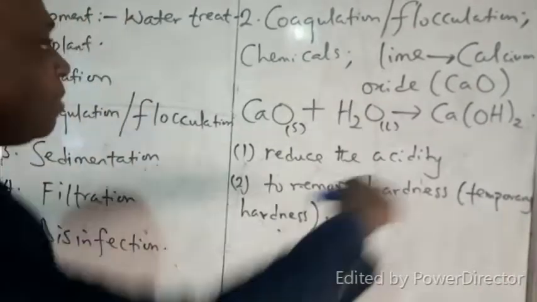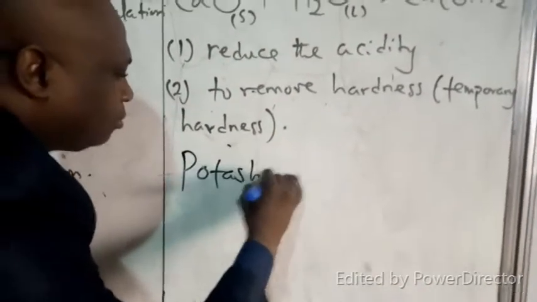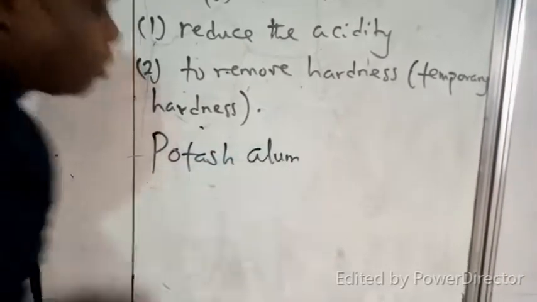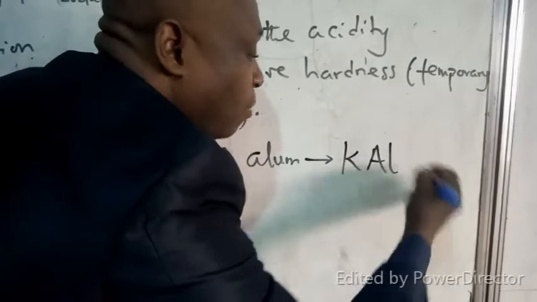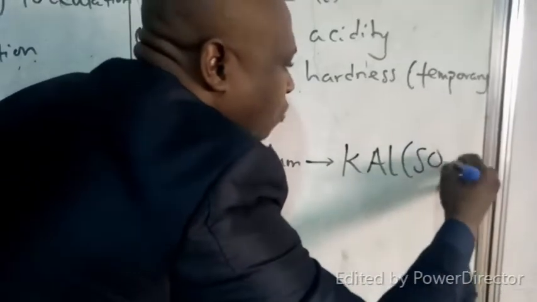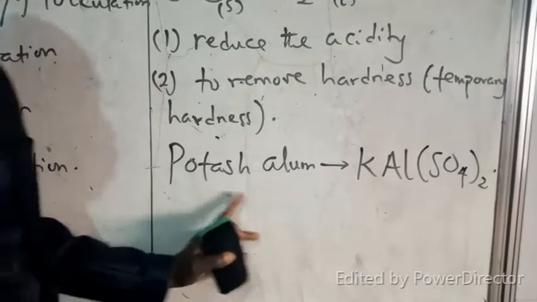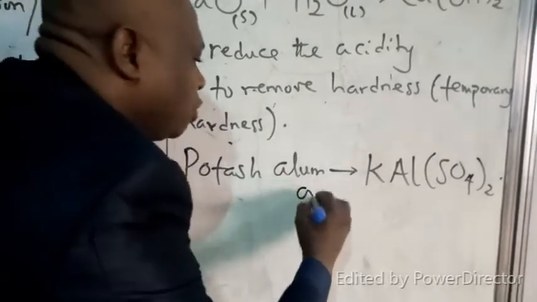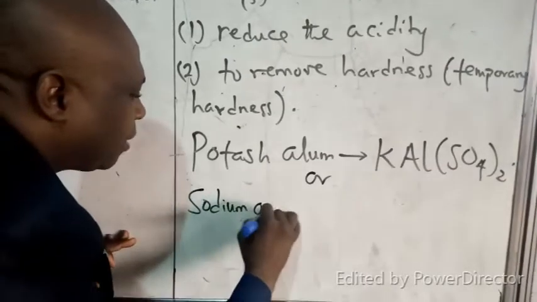Then the second chemical that is added is potash alum. Now, potash alum in its chemical form is written as KAl(SO4)2, a complex compound. Now, that is potash alum. If we don't use the potash alum, what we do is that we make use of sodium aluminate(III).